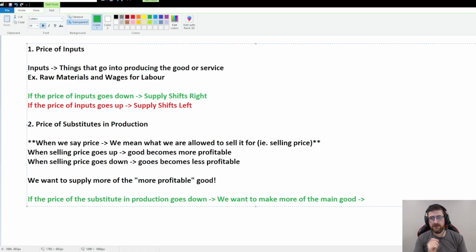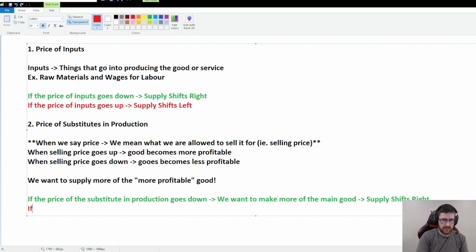But the idea here is I make vans and cars, and the price of vans has gone down, which means vans kind of suck now. They're not making me as much money. And if vans aren't making me money, I want to supply more of the main good, which I'm looking at here, which I think I said was motorcycles. So again, what do we see? Supply shifts right.